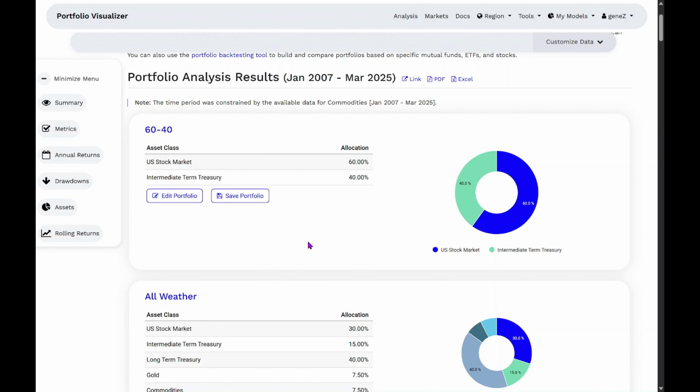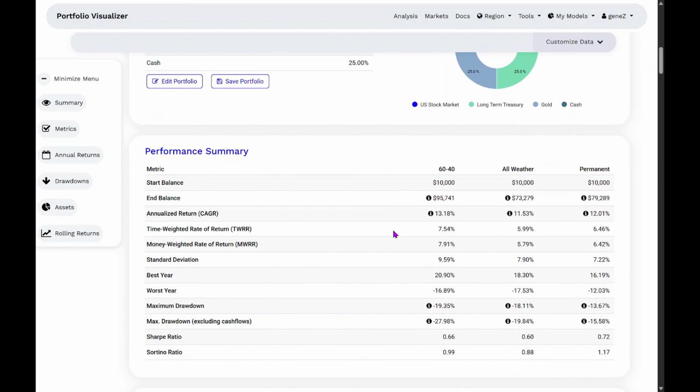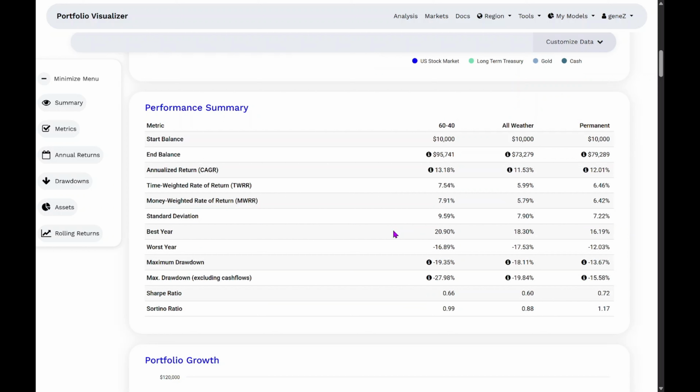Here, we've got our 3 different strategies side by side. If we check the performance summary, we can see that the permanent portfolio performs slightly better than the all-weather, but less than the 60-40 in terms of total return. The annualized return is around 12%, which is still solid. But what really stands out is its stability. The worst year is only minus 12%, and the maximum drawdown is just minus 15%. That makes it by far the most stable portfolio among the 3 we've tested.